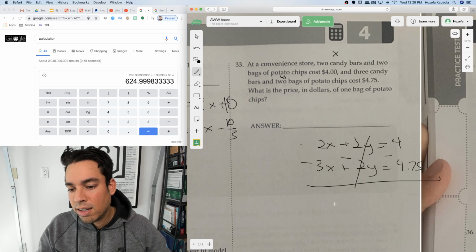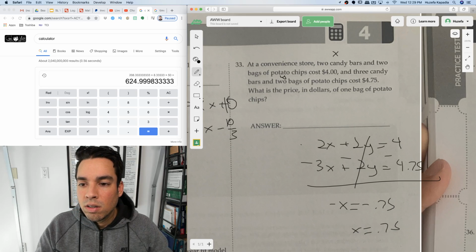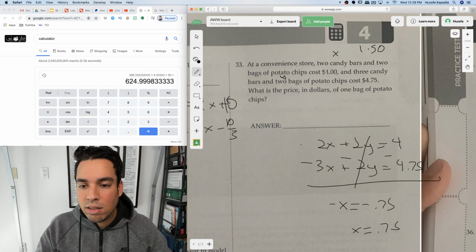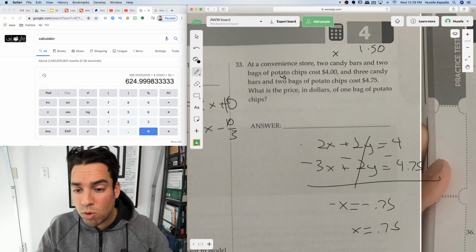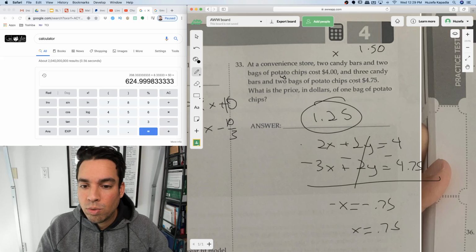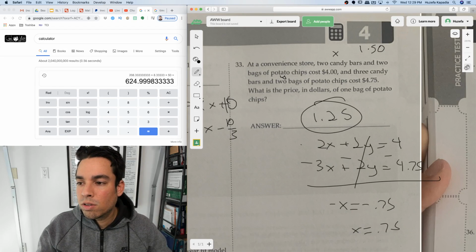These cancel out. I get negative X equals negative 0.75. So X equals 75 cents. So 2 candy bars equals $1.50. So the other one adds up to $2.50 to get that $4. So it's $1.25 for a bag of potato chips. And I'll double check here. $1.25 for the potato chips is $2.50 plus $2.25. Yeah, it works for the second scenario.